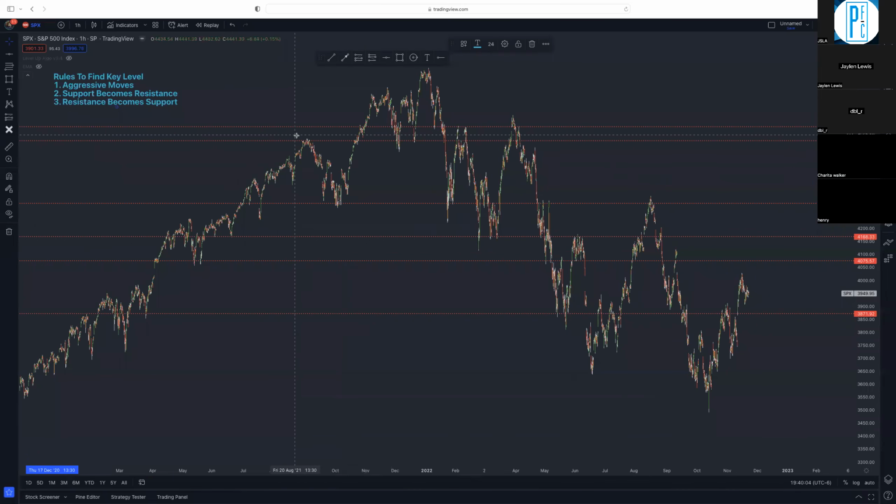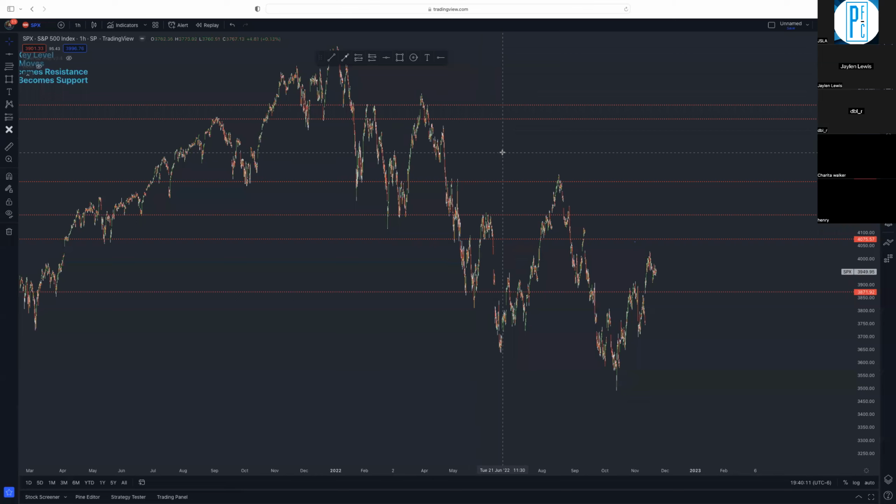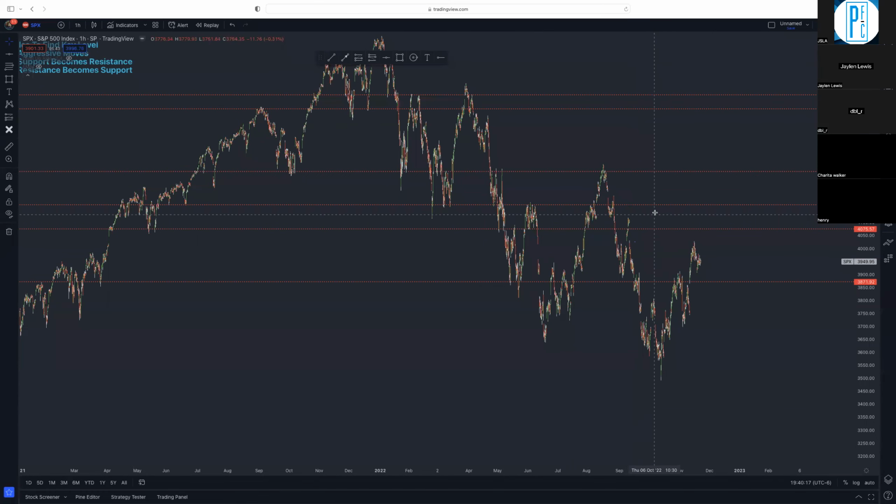So as you can see, our levels are pretty much still on the money. It might look a little better with the candles on once you put it on there, because then you see wicks and stuff like that. But overall, that's literally it. The levels are still being respected.